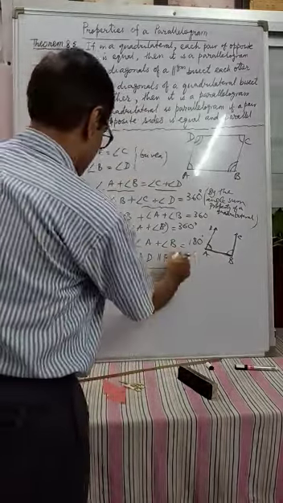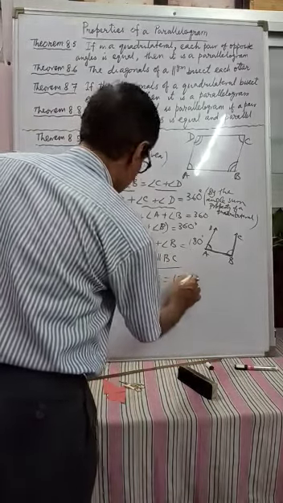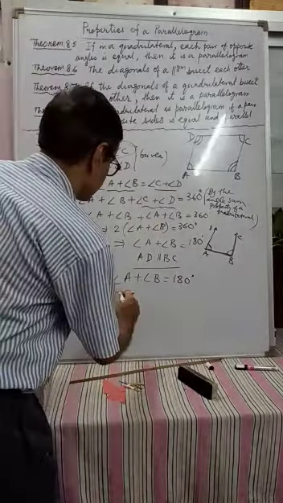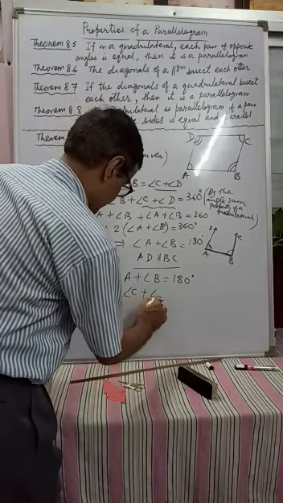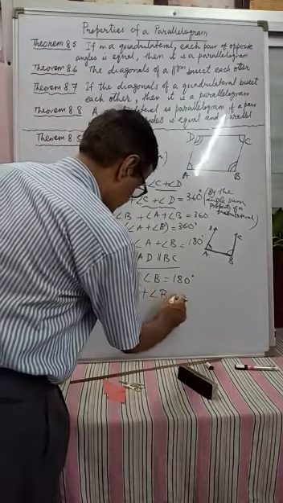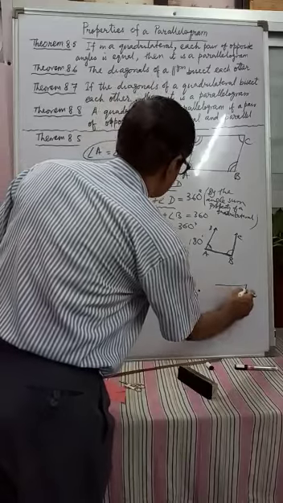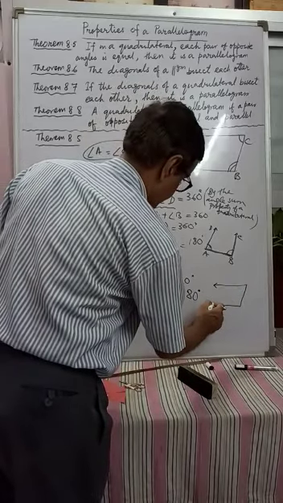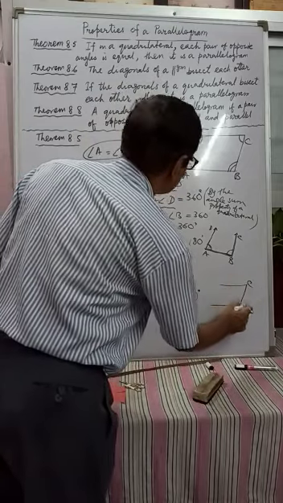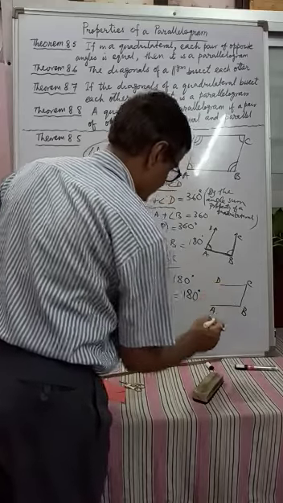Now we have already proved angle A plus angle B is equal to 180 degrees, and it is given that angle A is equal to angle C. So if we write angle C in place of angle A, angle C plus angle B is equal to 180 degrees. Now again by part figure, we can write like this. Draw the figure. This is C, this is B, this point is A, this point is D.